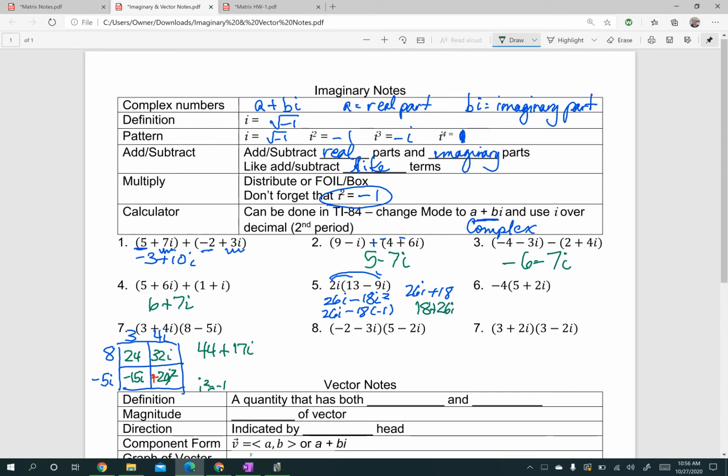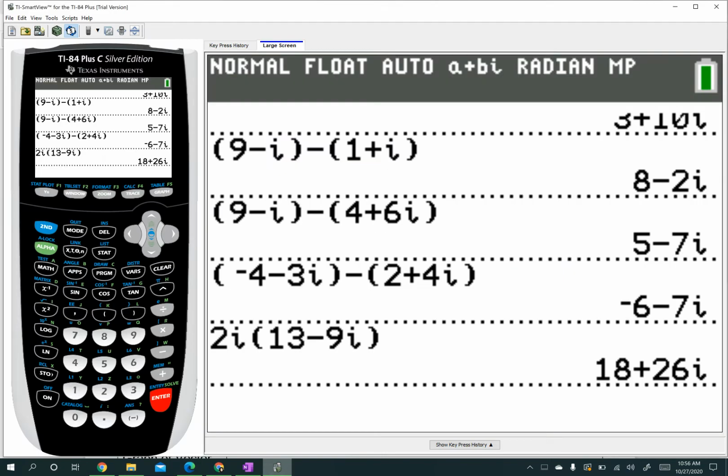So again, this might be easier to just do by hand. Negative 4 times 5 is negative 20. Negative 4 times 2i is negative 8i. But if you don't want to do it by hand, you can do it in a calculator. These are a lot easier in your calculator. So let's go ahead and put these in our calculator.